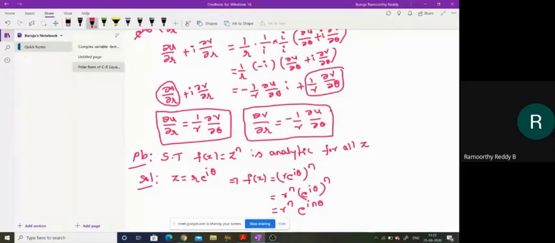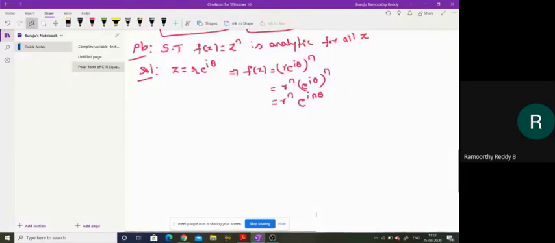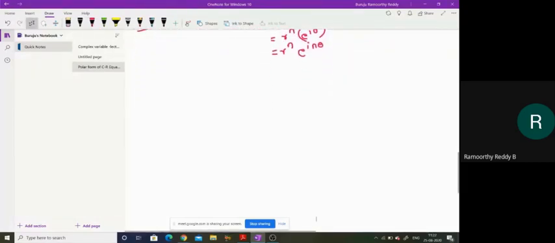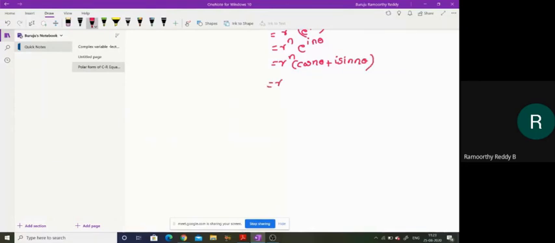So then what is e^(iθ)? cos θ + i sin θ. It is clear. So which is equal to r^n into (cos nθ + i sin nθ). Right? Now you separate. So which is r^n cos nθ + i r^n sin nθ. Right? So this is f(z).